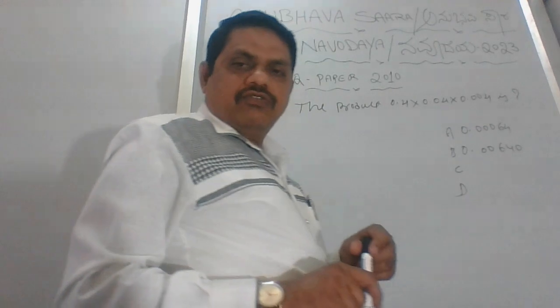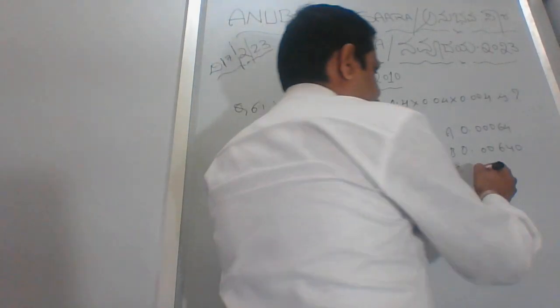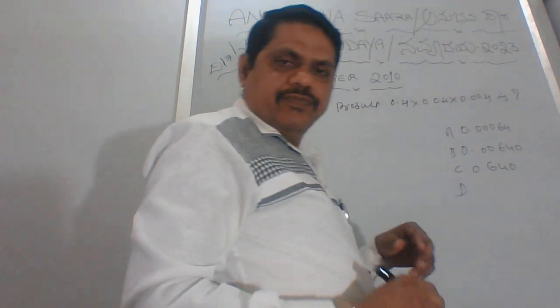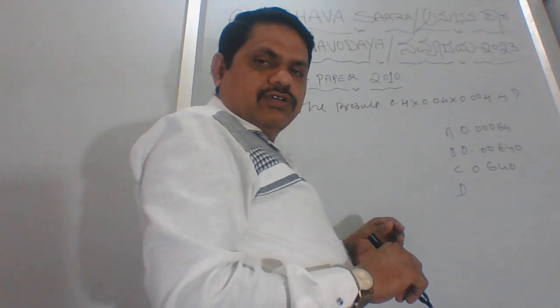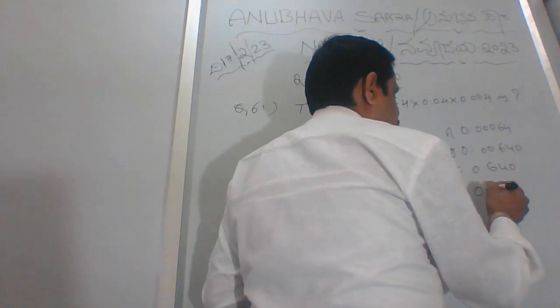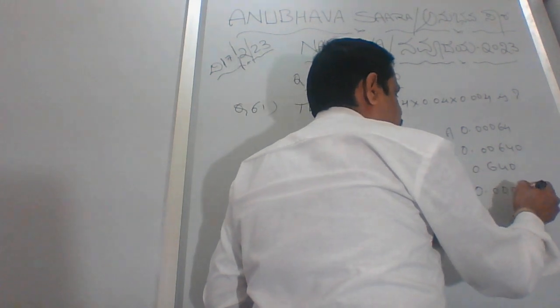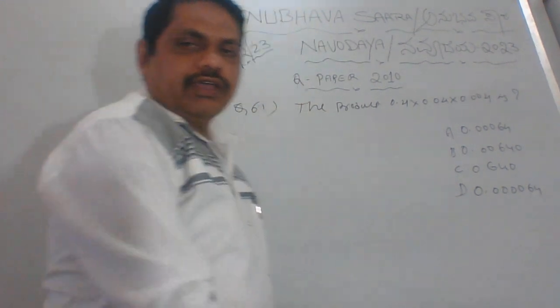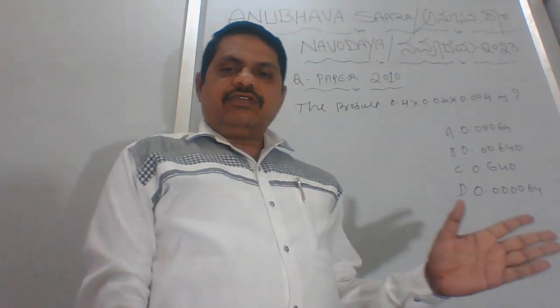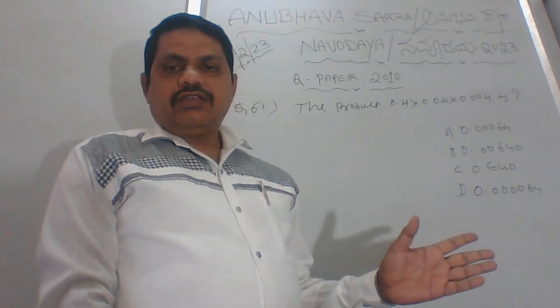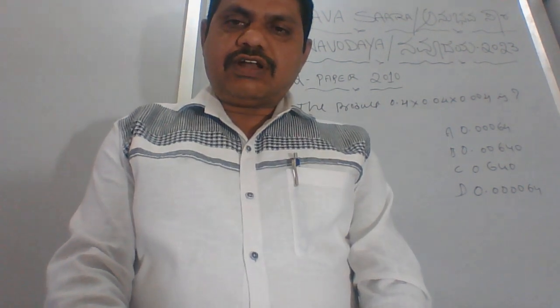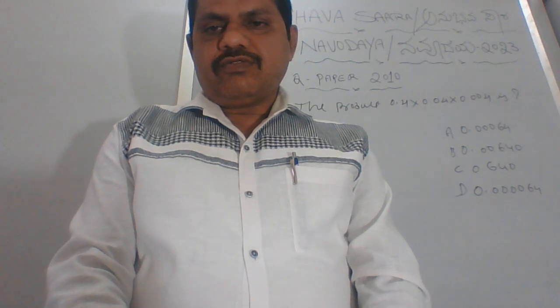Okay, so C is 0.640 and D is 0.123464. Okay, so these are the answers we are getting. Fine. So in this condition, what do we have to do?